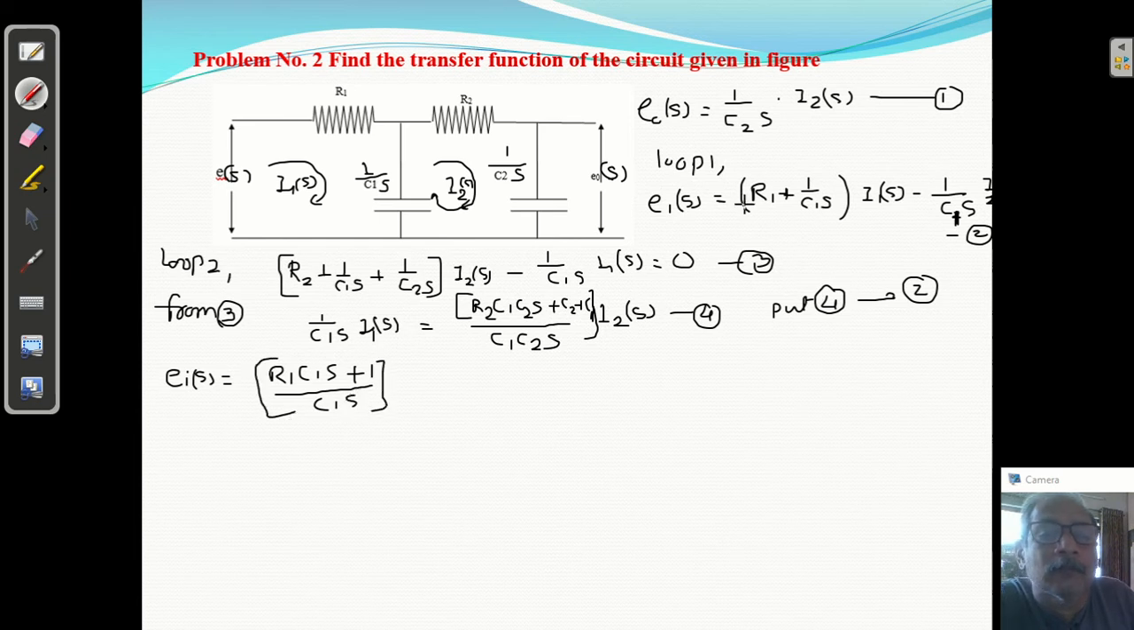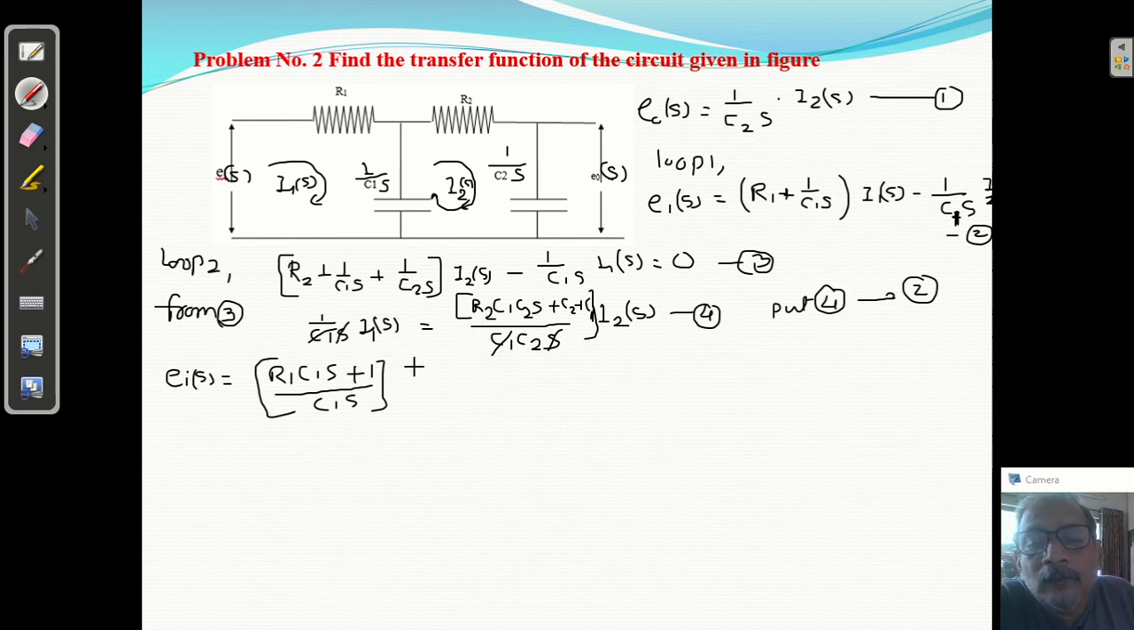This R1 C1S plus 1 upon C1S into I1. I1 की वैल्यू क्या है? ये I1 की वैल्यू क्या है? This is I1 value, this C1 and this C1 will be cancelled, this S and this S will be cancelled, so only this value. Okay, so what is the value of I1?